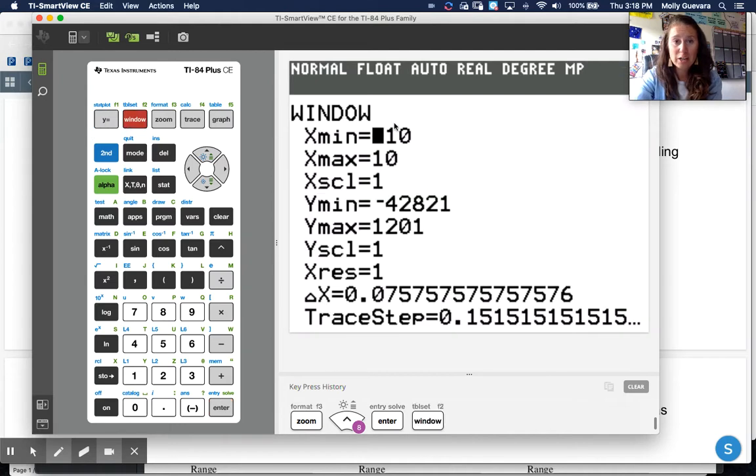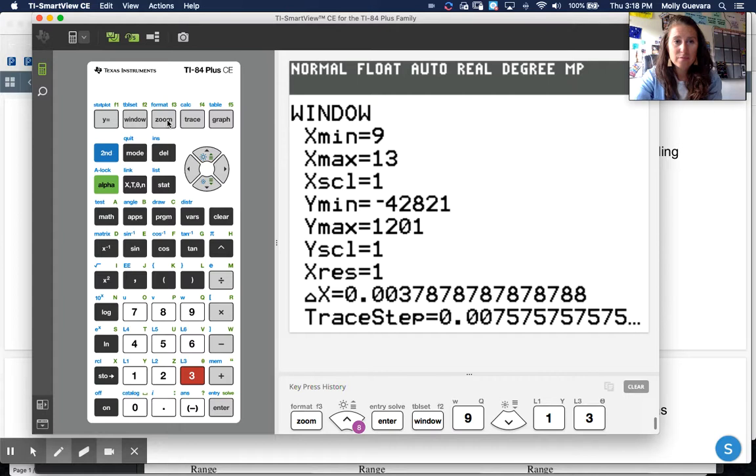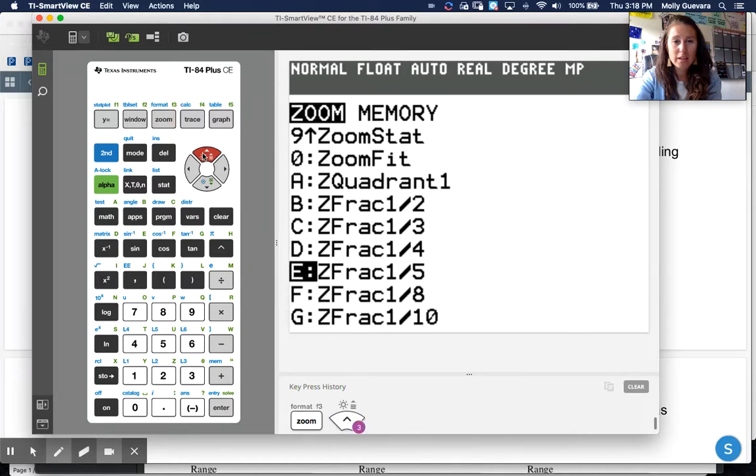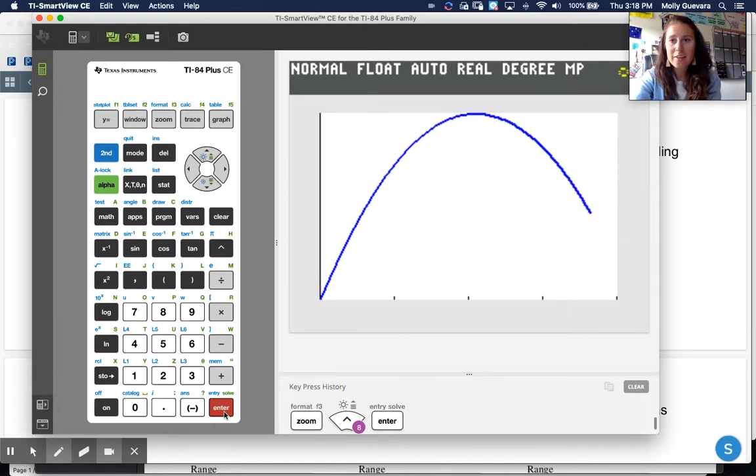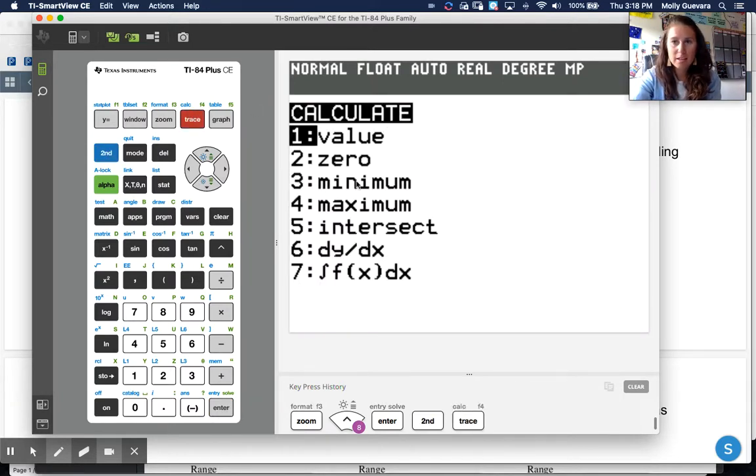I'm only interested in 9 to 13. So let's go to our x minimum and go 9. And our x maximum we want is 13. Okay, and now I'm going to go zoom fit again. Okay, and now it shows me this graph from 9 to 13. And it's adjusted all of the scales automatically for me. Okay, so what we're going to do is we're going to go second, trace.